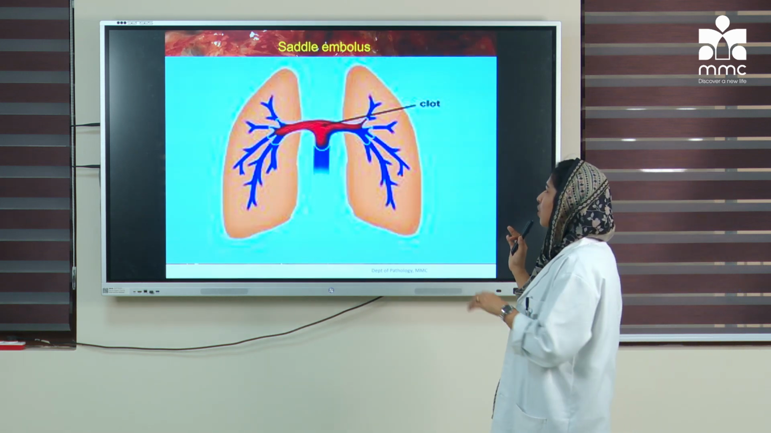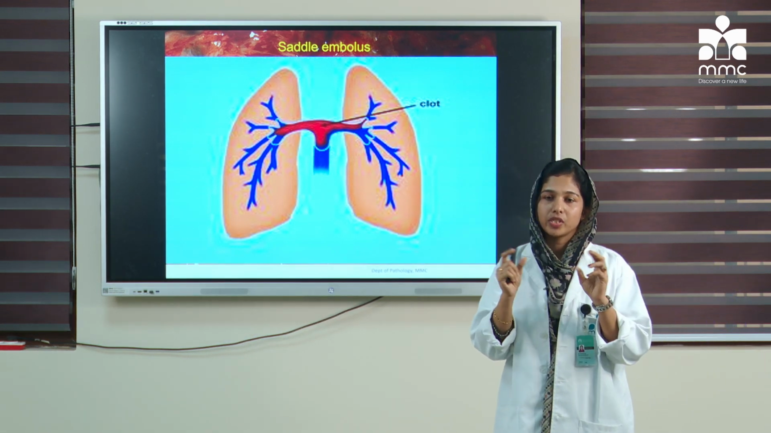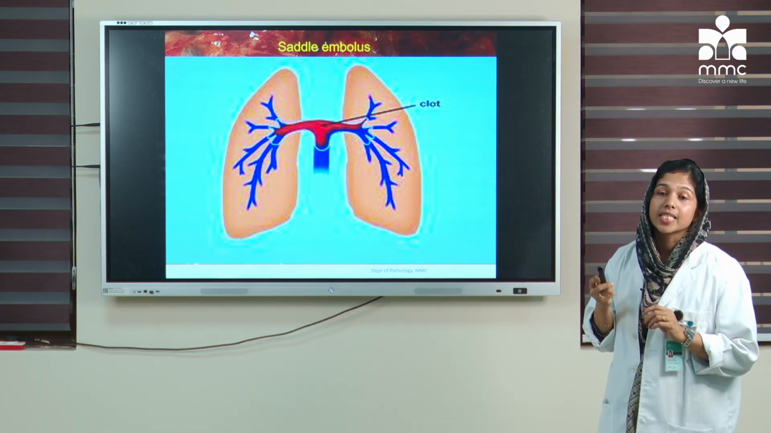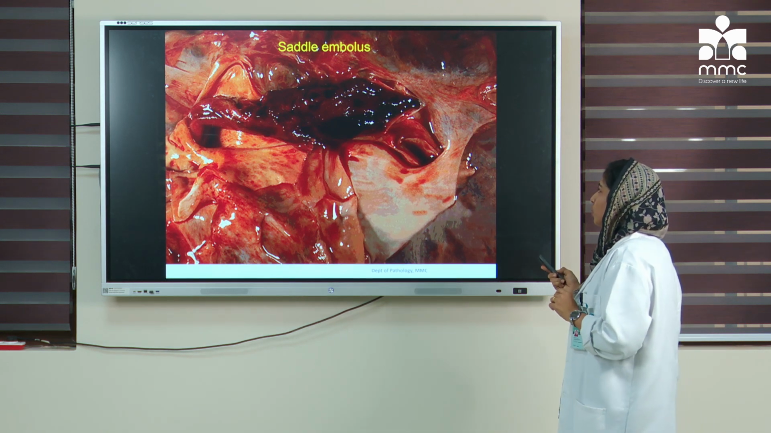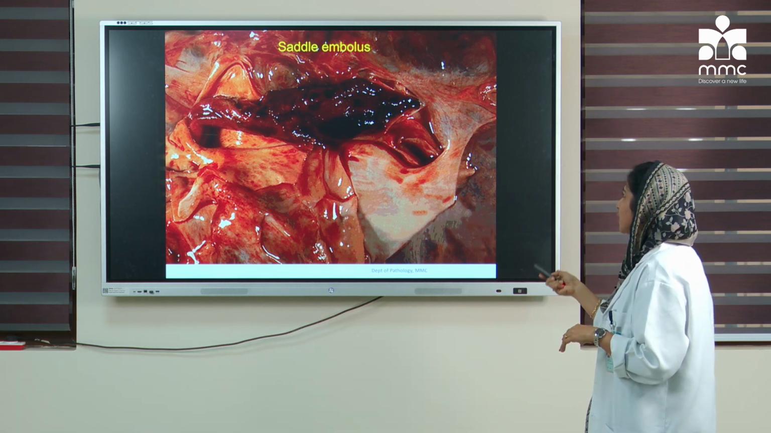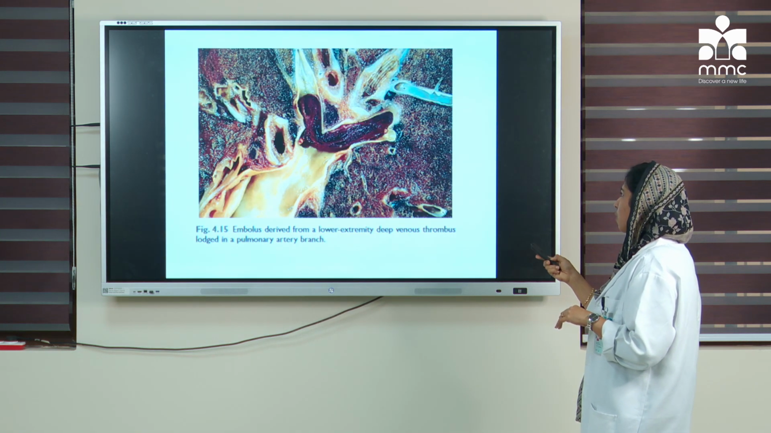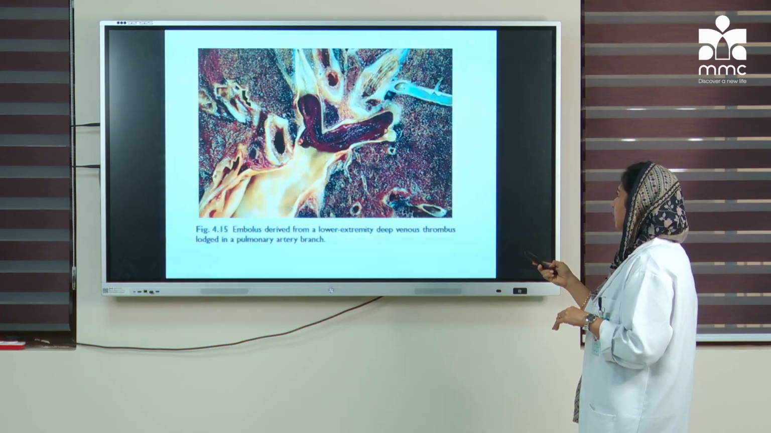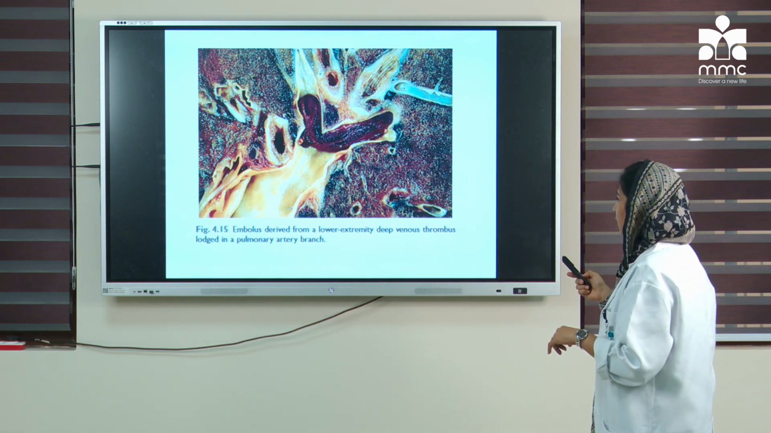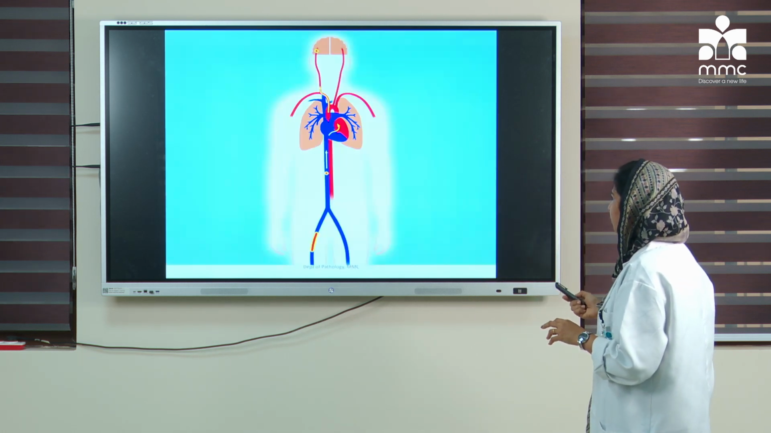Now, we call an embolus a saddle embolus when the thrombus obstructs the pulmonary arterial bifurcation, the main arterial bifurcation. Such an embolus is known as a saddle embolus. So, this is a specimen, the postmortem specimen of lung, where you can see the clot obstructing the major vessel, the major pulmonary arterial trunk. Okay, again you can see the thrombus, seen as a dark brown hemorrhagic clot. It is arising from the lower extremity, where it causes obstruction to the pulmonary arterial branch.